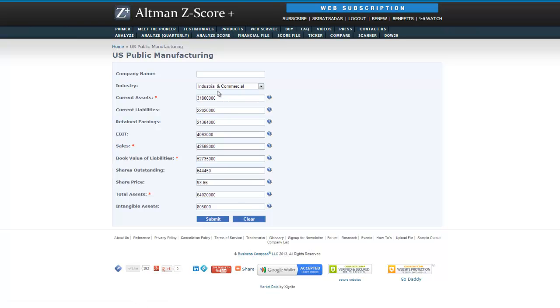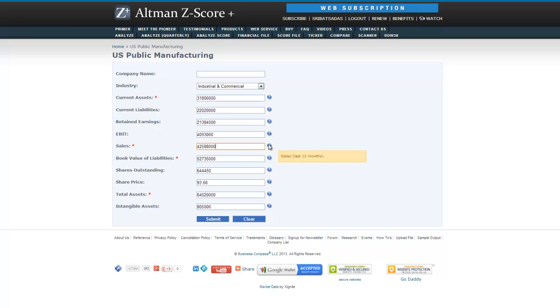What we have here is we enter the data. We select the industry from the drop down, then enter the current assets, liabilities, retained earnings, earnings before interest and taxes, sales, book value of liabilities, shares outstanding, share price, total assets, and intangibles. If intangibles is not available, the score should be calculated based on total assets. If intangibles is available and supplied, then the score should be calculated based on net tangible assets. The sales and EBIT are for the last 12 months.